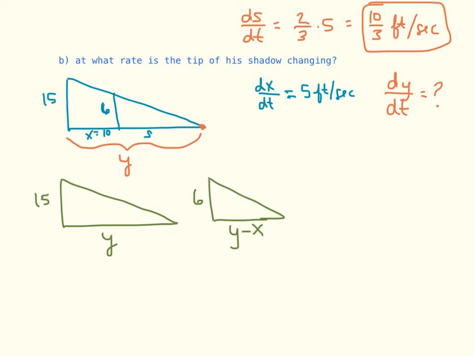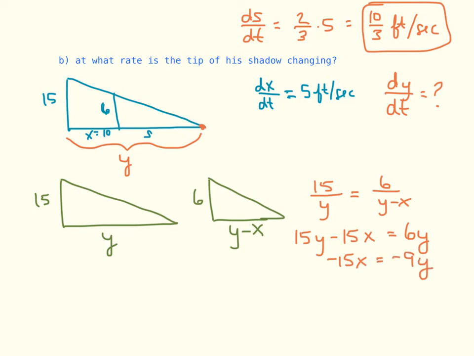All right, so now that I have that set up, I can do exactly what I did with the last problem and write a proportion. So I have 15 over y is equal to 6 over y minus x. Okay, I'm going to cross multiply to get 15y minus 15x is equal to 6y. All right, so get the y's together. So I'd have negative 15x is equal to negative 9y.